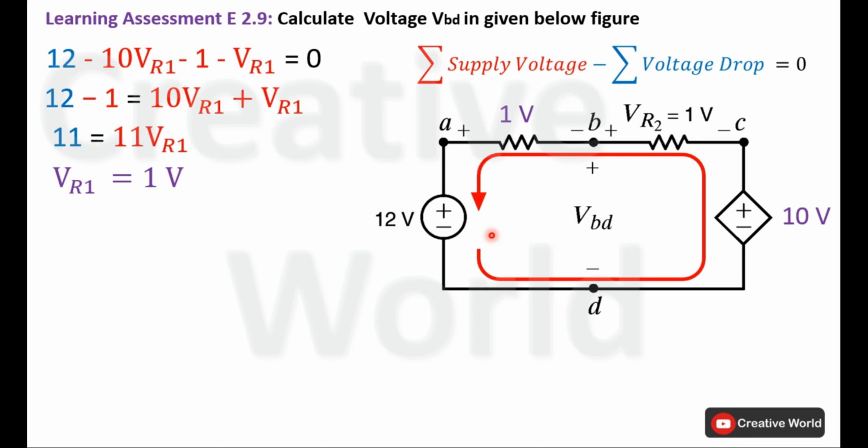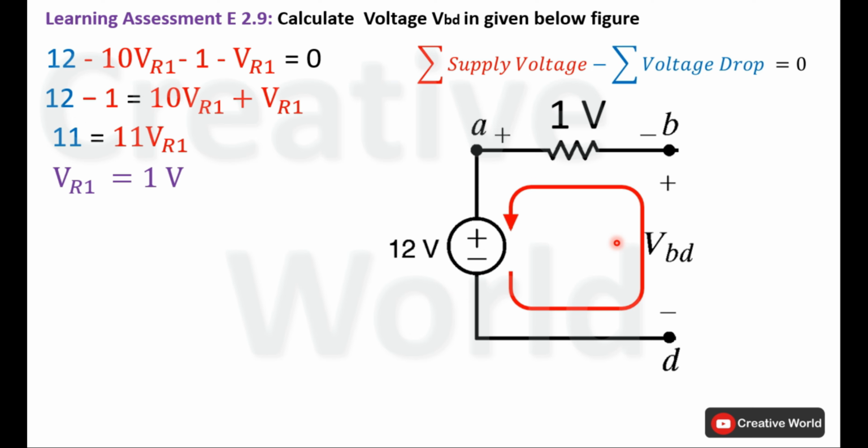Now we have the voltage across all the elements in the circuit, so we can easily calculate the value of VBD. For the calculation of VBD, I am choosing this left circuit. Later on, I will also find the value of VBD from this right circuit, and you will see in both cases the result will be the same. So first selecting the left circuit to calculate voltage VBD. In this circuit the direction of current will remain counterclockwise and we will start from this 1 volt element.